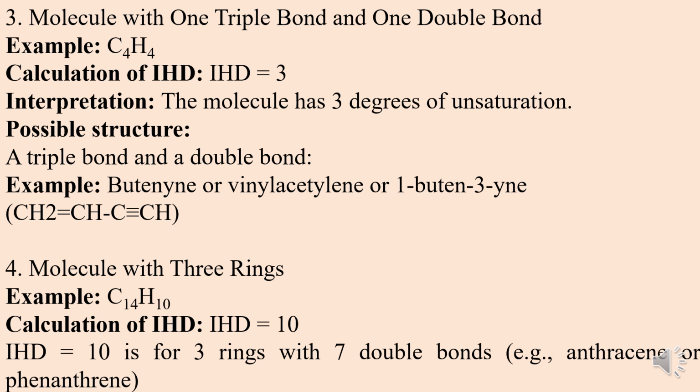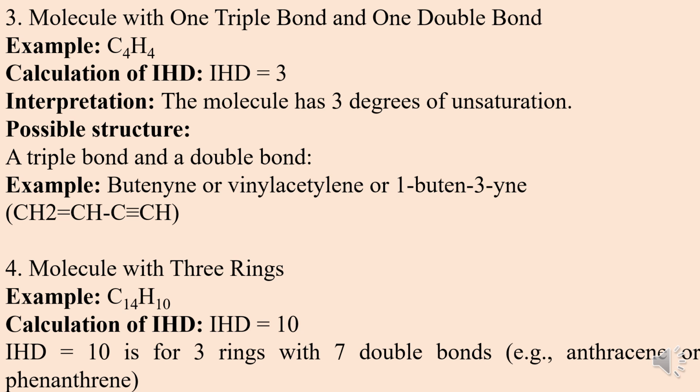So when you observe the structure of vinyl acetylene, you find the presence of a double bond and triple bond. So a double bond accounts for 1 degree of unsaturation, while a triple bond accounts for 2 degrees of unsaturation. Remember, a triple bond is constituted by 2 pi bonds and therefore 2 degrees of unsaturation.